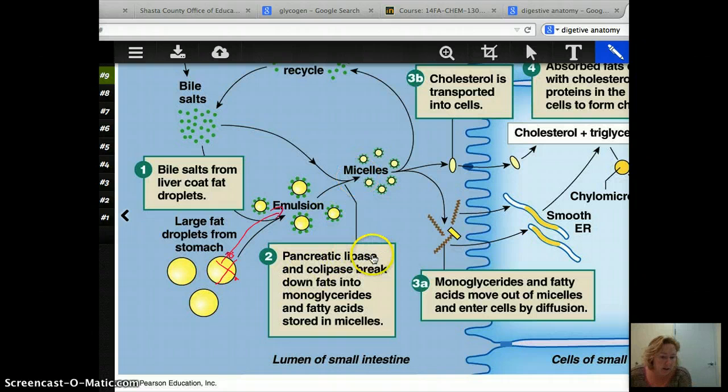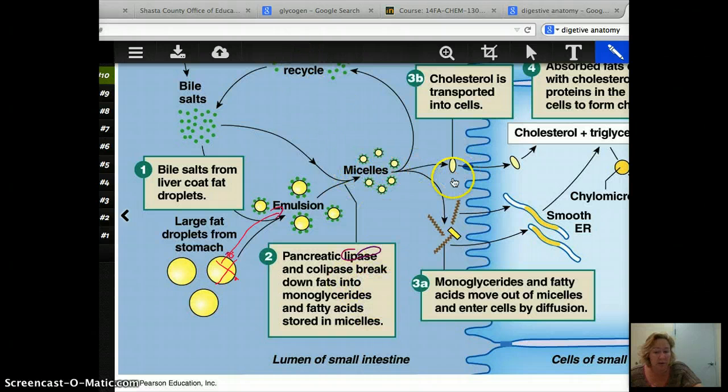The pancreatic lipases, and there's a whole bunch of lipases here. Don't get bogged down with that, right? It's a lipase. Just remember lipase. That's terrible. Let's pretend that I didn't cross that out. I'm getting used to this pen. These break the fats down into monoglycerides, remember, because they're poly, and now they're just one, and fatty acids, and they're stored in these little micelles. Okay, so in some cases, we've recycled some of them.